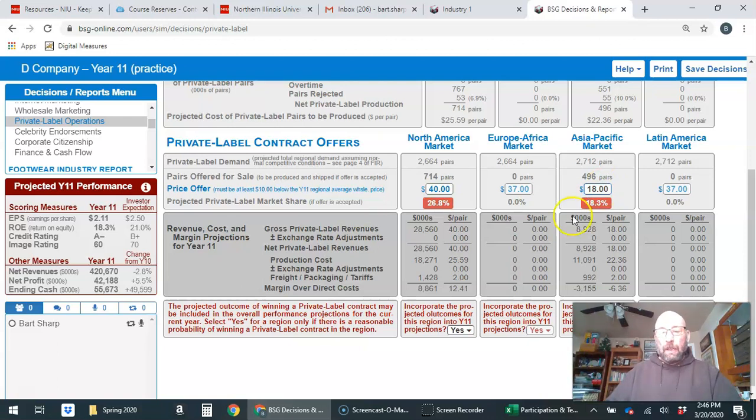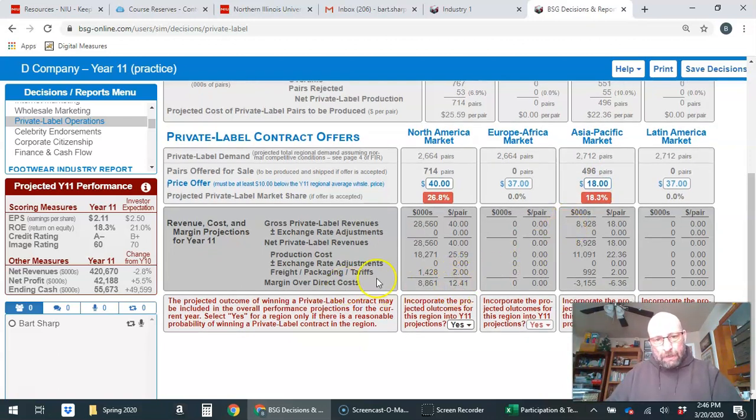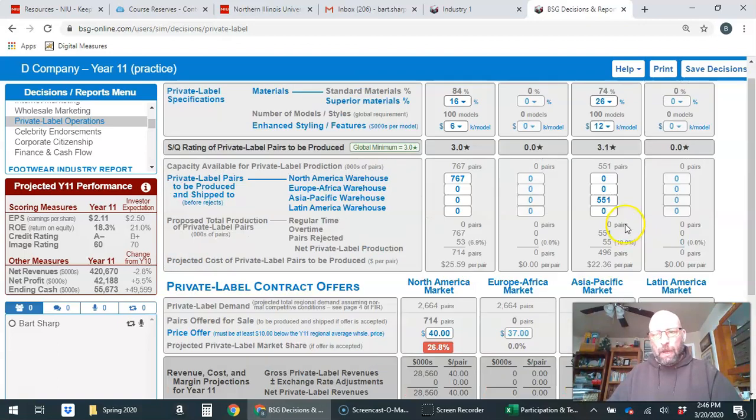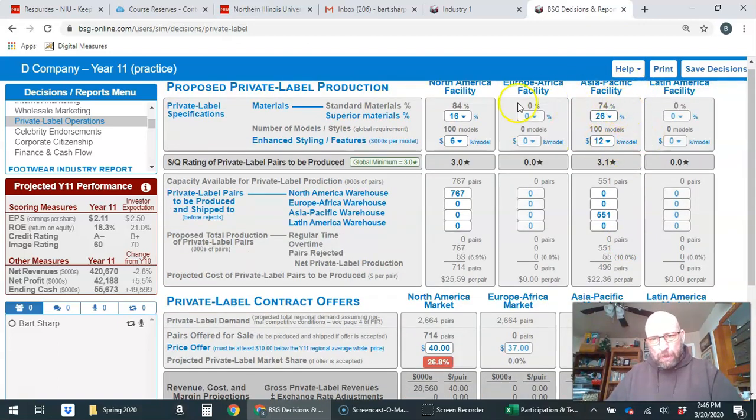Okay. Something you do want to keep in mind down here is at this price, if I sell these shoes, what's my margin going to be? Right. So this gives me a $12 margin per pair in North America. This gives me a $6 loss per pair in Asia based on these prices and based on these decisions up here, which affect my cost of production and all of those things.